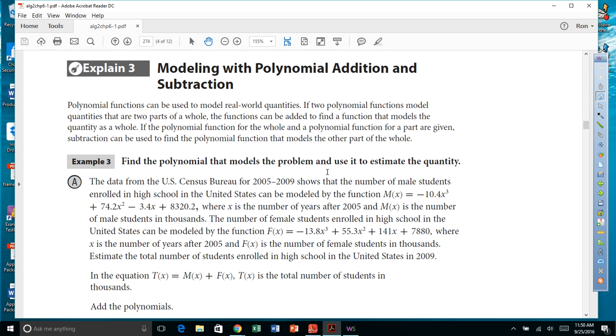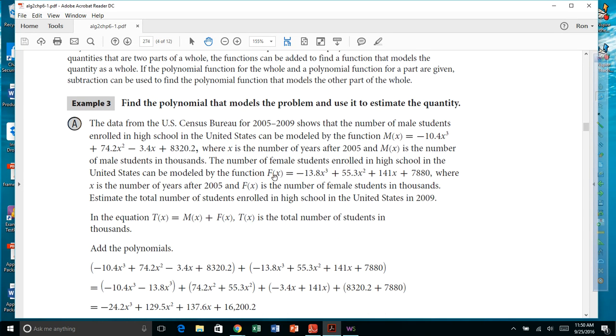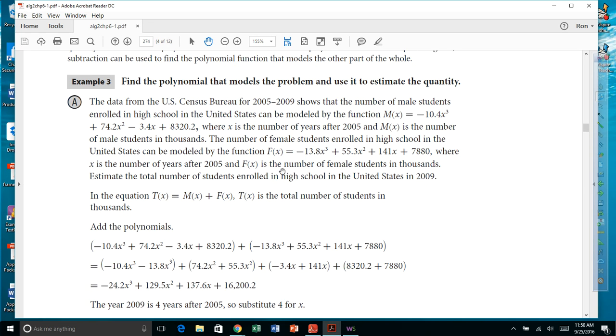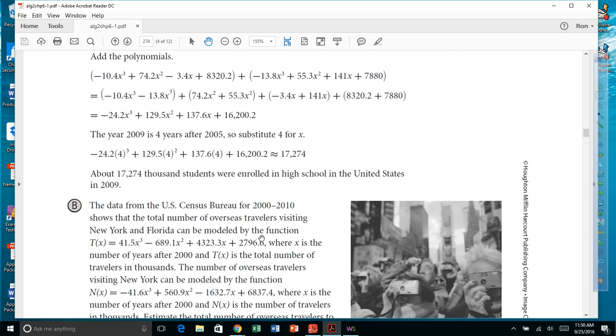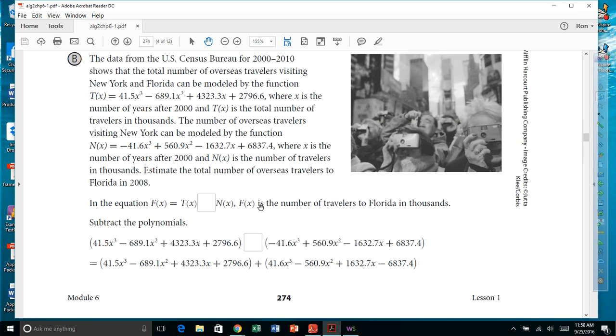Modeling with polynomial addition and subtraction. Polynomial functions can be used to model real-world quantities. If two polynomial functions model quantities that are two parts of a whole, the functions can be added to find a function that models the quantity as a whole. If the polynomial function for the whole and a polynomial function for a part are given, subtraction can be used to find the polynomial function that models the other part of the whole. A, go ahead and read A, and then when you get back, we'll do B together.